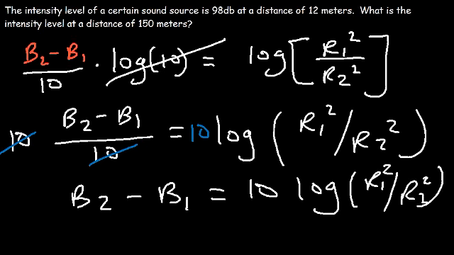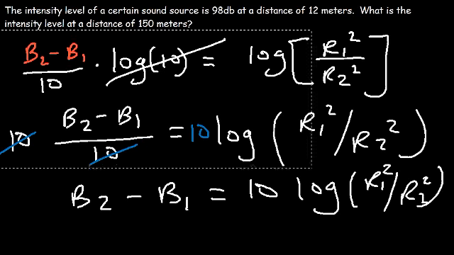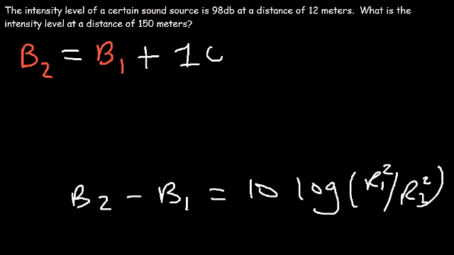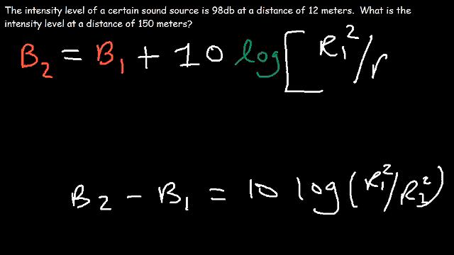So now we can come up with our final equation. Let's add b1 to both sides. So b2 is equal to b1 plus 10 log of r1 squared divided by r2 squared.